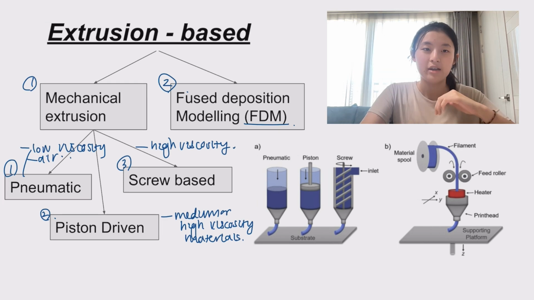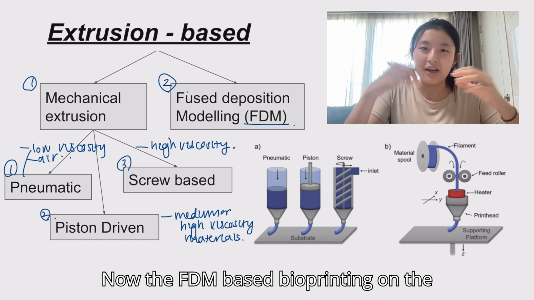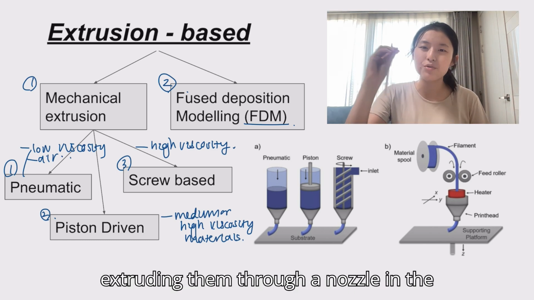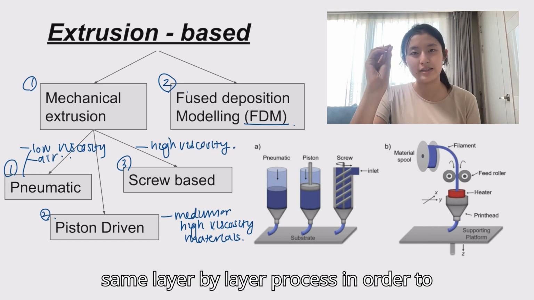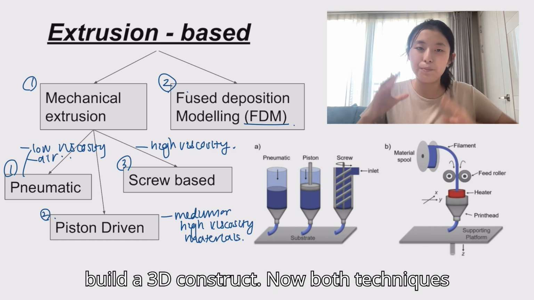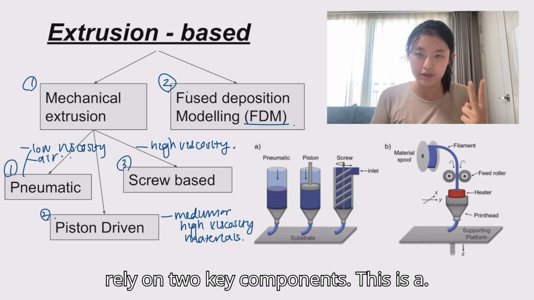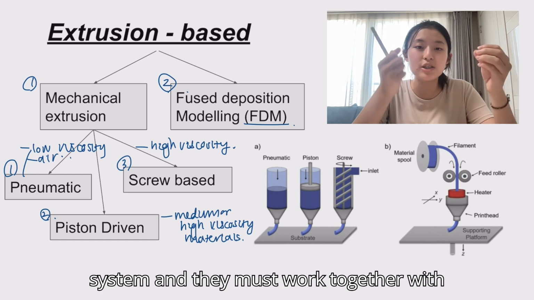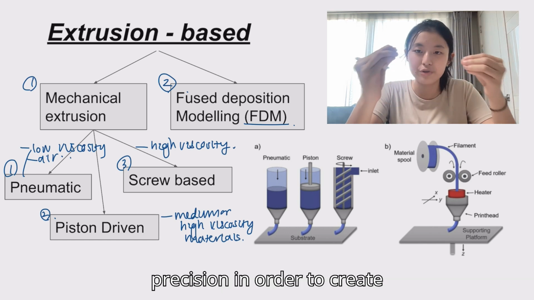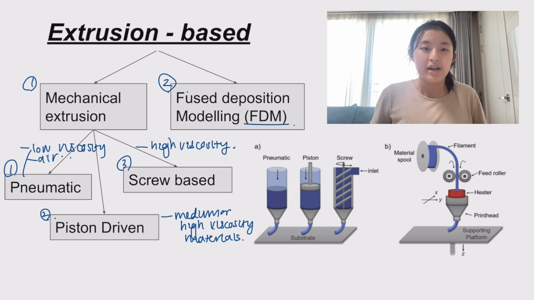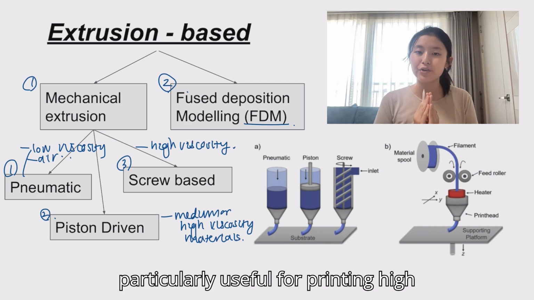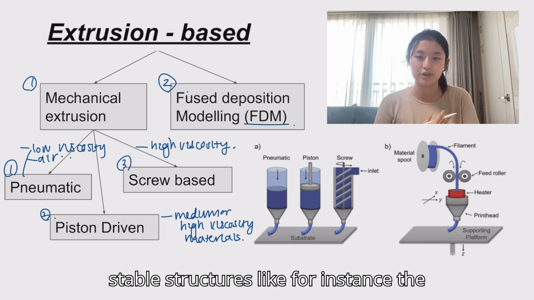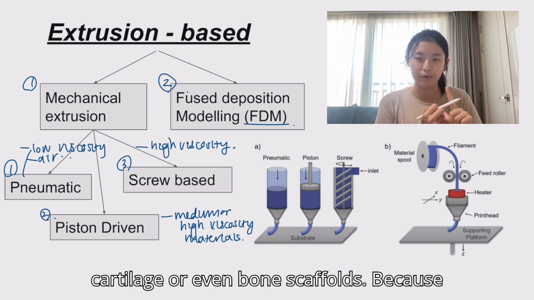Now, FDM-based bioprinting, on the other hand, involves melting thermoplastic filaments at high temperatures and extruding them through a nozzle in the same layer-by-layer process in order to build a 3D construct. Now, both techniques rely on two key components. This is A, an extrusion system, and B, a positioning system, and they must work together with precision in order to create geometrically accurate structures. Now, extrusion-based bioprinting is particularly useful for printing high-viscosity bioinks, which allow for more stable structures, like, for instance, cartilage or even bone scaffolds.